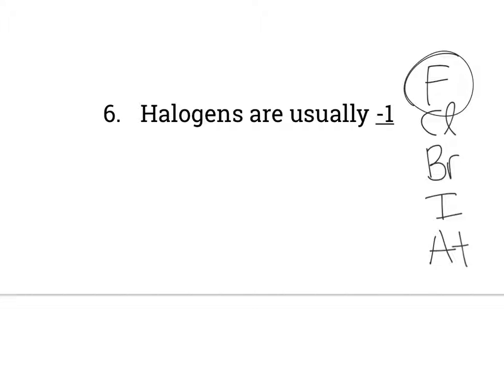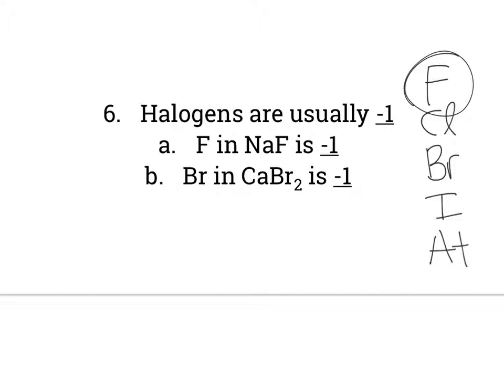Anyways though, for example, fluorine in sodium fluoride is -1. It's always -1. It's fluorine. But especially in sodium fluoride, it's -1. Also, bromine in calcium bromide is -1. Okay, that's -1. It's a halogen. Yay. That leads us, finally, to rule number 7, our last one.